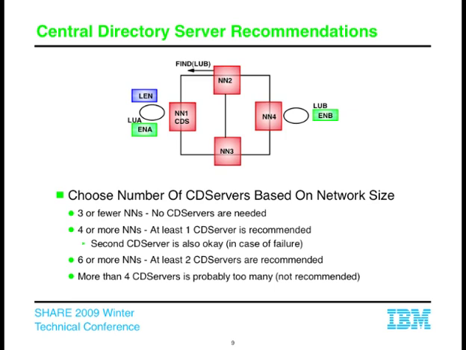Now, if you've got 6 or more network nodes, then I would probably recommend at least 2 central directory servers. If you ever have more than 4 central directory servers, you probably have too many. I'm not sure that I recommend them, but there still might be cases where you want to do that. For example, if you have 4 different data centers, you may actually want a central directory server in each of the data centers to prevent central directory server queries from crossing the country and coming back again, for example.